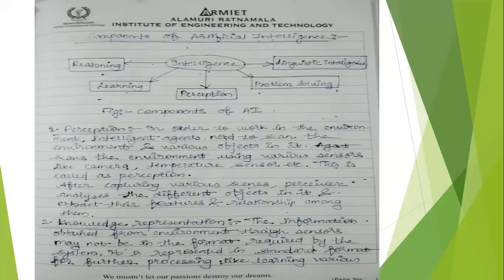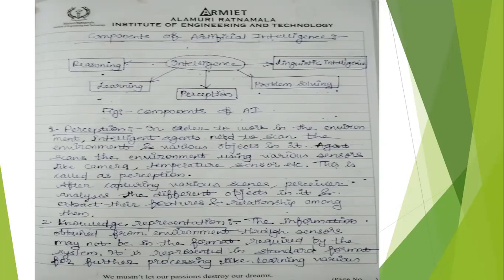So this is the diagram of components of artificial intelligence. You can see the intelligence is divided into various parts and each part has its significance. First is reasoning, second is learning, third is perception, fourth is problem solving, and fifth is linguistic intelligence. So we are going to discuss these parameters in detail today. These are the components of artificial intelligence.